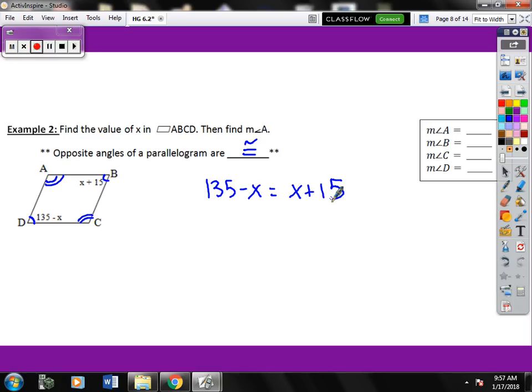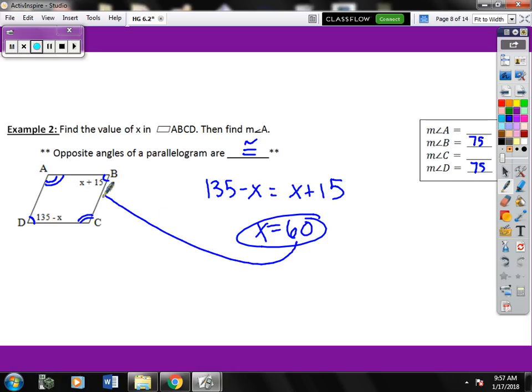All right, who can tell me what they got for x? Marquise? X equals 60. Good. Which makes, none of the angles will be 60. What was the measure of angle B and D then? Maddie? 75. Just by plugging that 60 back in.